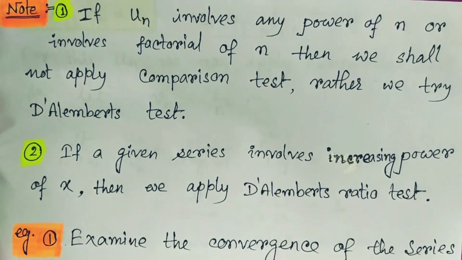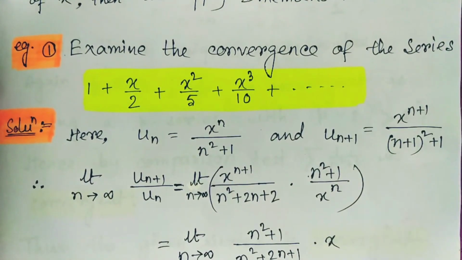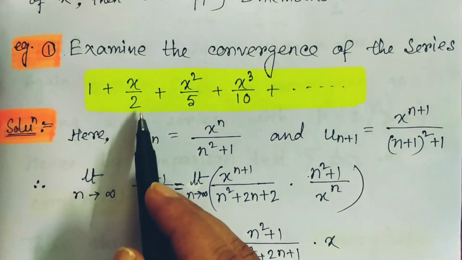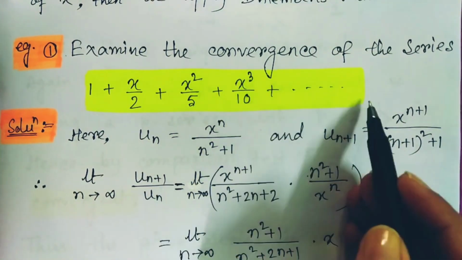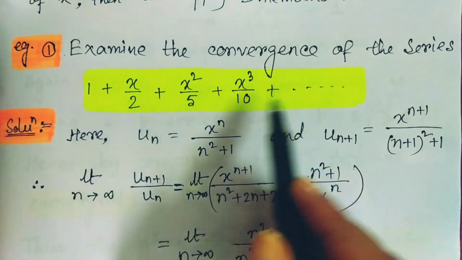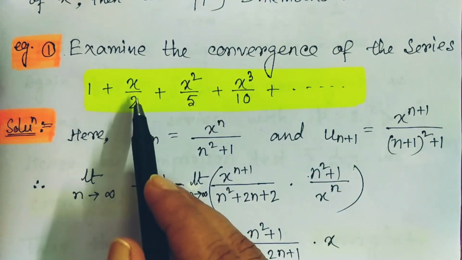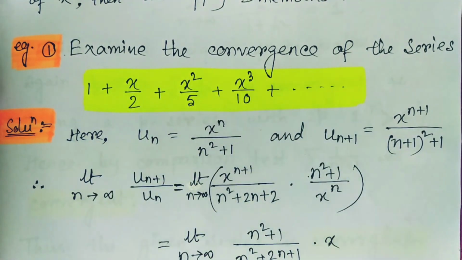So when we apply the D'Alembert's ratio test, we should do a few more examples so that we can understand much better. Suppose your question is like this one. The series is 1 plus x by 2 plus x square by 5 plus x cube by 10 plus dot dot dot. Just look here, the series terms involve x, an increasing power of x. If we find this type of series, then we should try the D'Alembert's ratio test to prove the nature of this series.